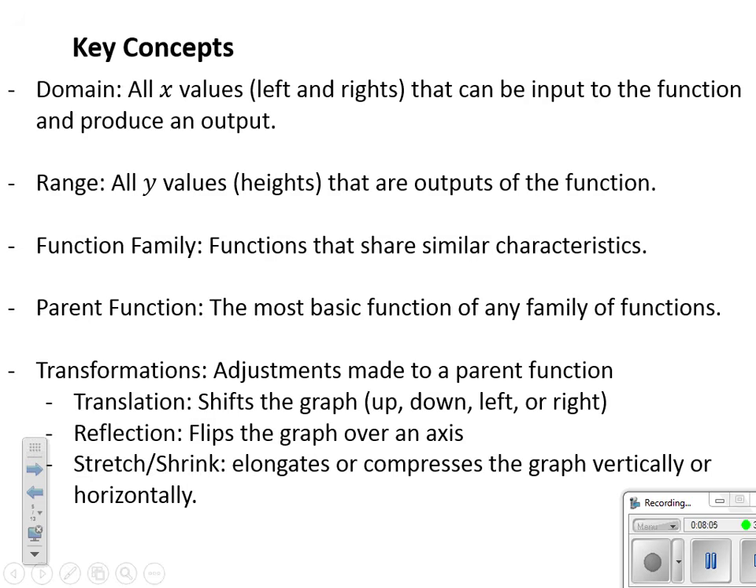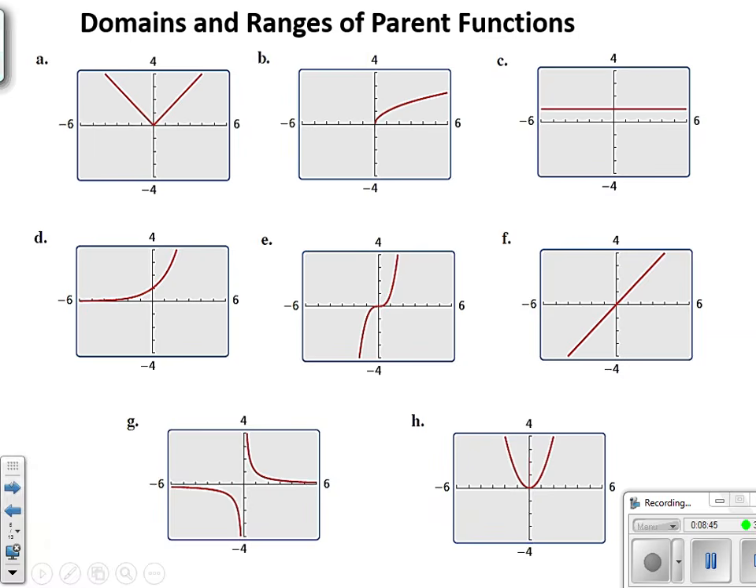The range is the same concept. All the y values that are outputs of the function. A function family, these are functions that share similar characteristics. So anytime we see something x squared, we know that is going to have the same characteristics as just regular y equals x squared, the parent. Parent function, again, the most basic function of any family. That's what we just looked at in our introduction. And then we've got different transformations that can move or distort that graph as we move it around the coordinate plane. Translation shifts the graph. A reflection flips it over an axis. And then we can stretch or shrink that graph either vertically or horizontally.